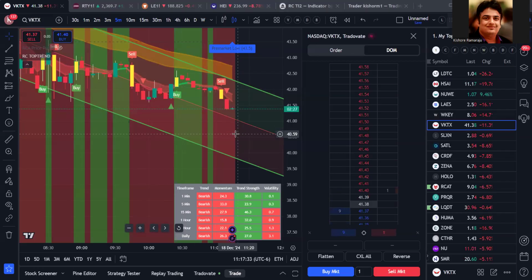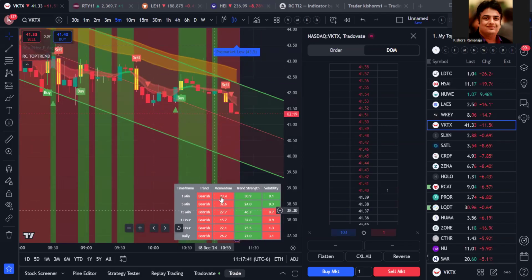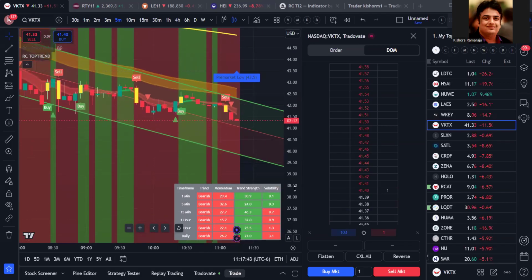So now if you see VKTX, right, both your clouds are red. It is in a downtrend. Your trend is completely bearish. Your momentum is bearish. Right? You got a sell signal. Whenever you get a sell signal close to the top of the channel for a bearish ticker, that is a very good opportunity. Whenever you get a buy signal at the bottom of the channel, that is a very good opportunity for a bullish ticker. Because this is a bearish ticker.